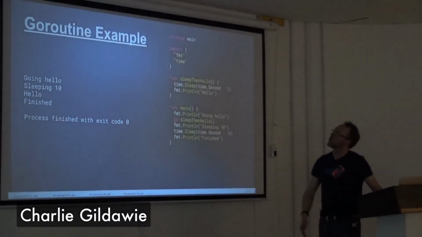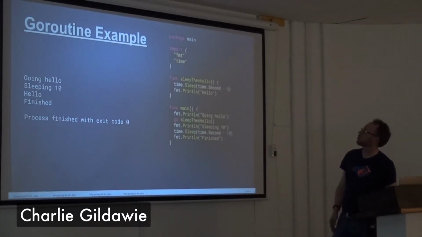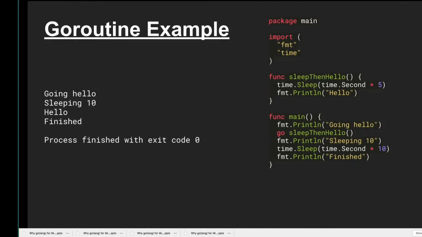So here we have a goroutine example, which was the simplest one I could think of, where we have a function called sleepThenHello, and all sleepThenHello does is sleep, and then it says hello. In our main function here, we print going hello, and then we say go, which invokes the goroutine. It tells it, just go and do that, and continue processing. We print sleeping 10, sleep for 10 seconds, then finished.